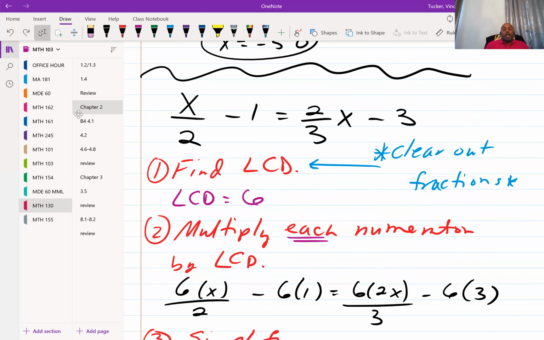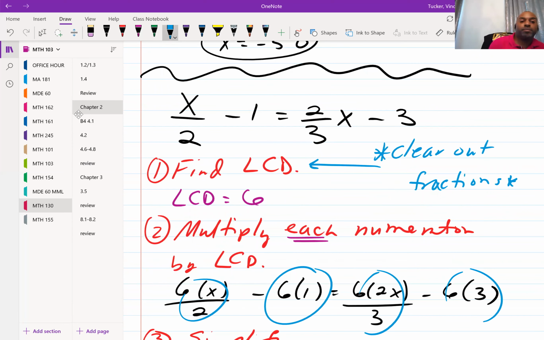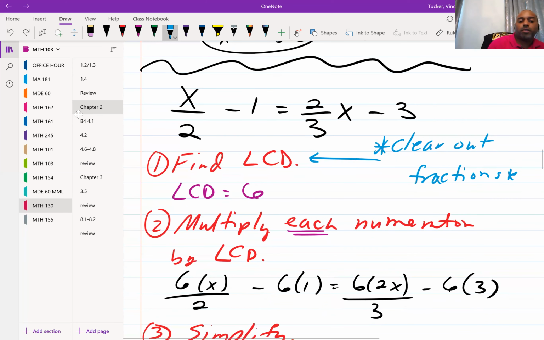Next step is to multiply each numerator by that LCD, which is 6. All right, so whether it has a fraction or not, or decimal or not, make sure you multiply each numerator by 6. So now we can simplify.